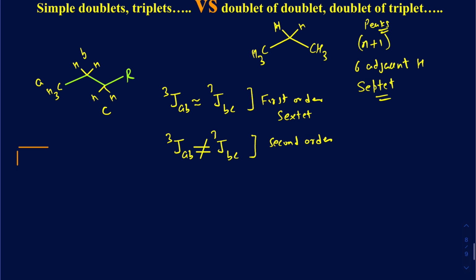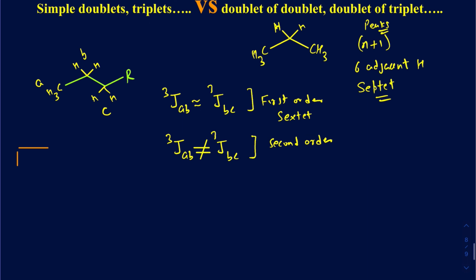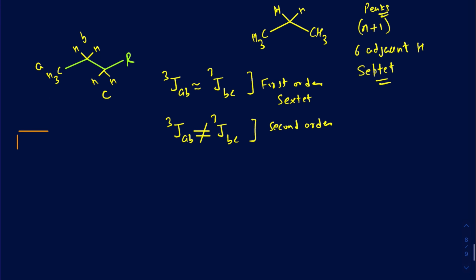Now, let's look at how it's going to show up on the NMR if it is not coming out in a first order splitting here, but rather in a second order. And remember, the second order would happen whenever the coupling constant is not the same between A and B and between B and C. And here we're only focusing on B for right now.